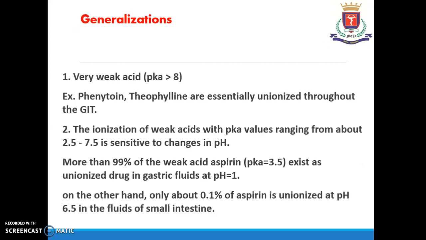Now, which are the generalizations based on the pH partition hypothesis? Very important here. For weak acids where the pKa value is more than 8, for example phenytoin and theophylline, they will remain essentially unionized throughout the GI tract.